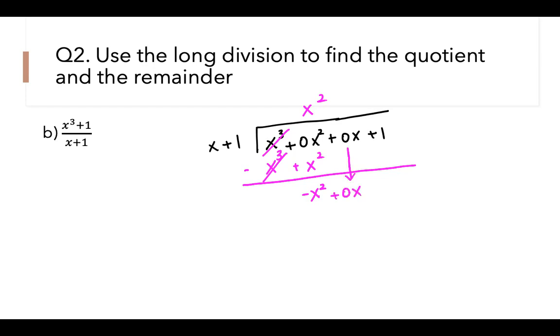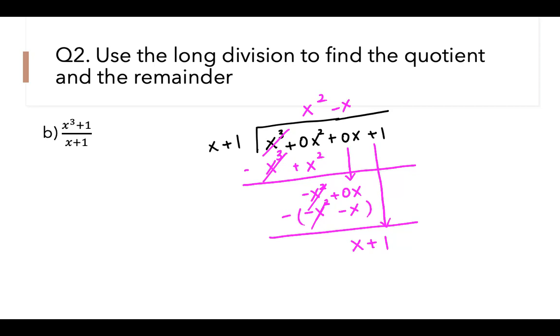Plus 0x. Now, negative x squared divided by x, always the first term, is negative x. So then do the distributive property, negative x squared minus x. And then we're going to subtract this whole thing. So be careful with the sign. Negative minus negative becomes positive, so they cancel out. 0x minus negative x, minus minus becomes positive, so it's positive x. And again, bring it down, plus 1.